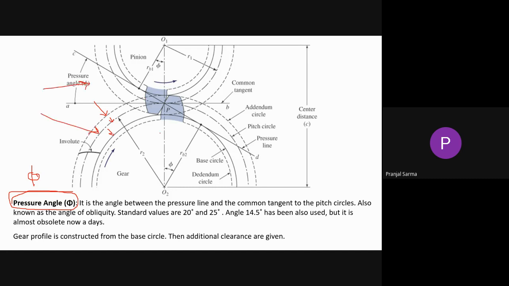We are showing a pair of teeth from both the gears which are in contact. Now we know the contact point is nothing but the pitch point P, and this is at this particular pitch circle. This is the pitch circle for this particular gear.